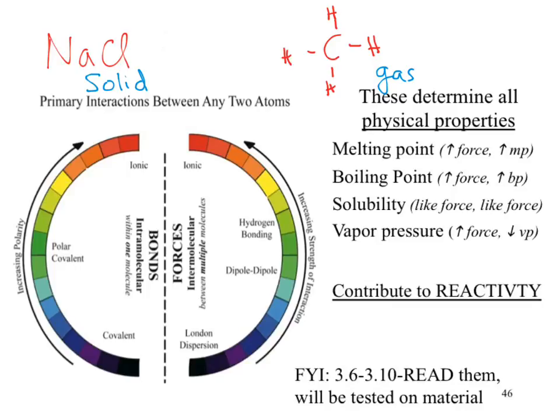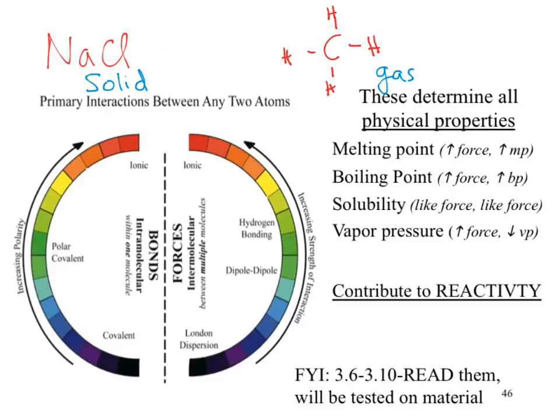Our melting points and boiling points are not based off of bonds. They're based off of forces. If you look at the strength of a covalent bond, it is much, much stronger than the strength of an ionic bond. But what we can visualize comes back to these phase changes.